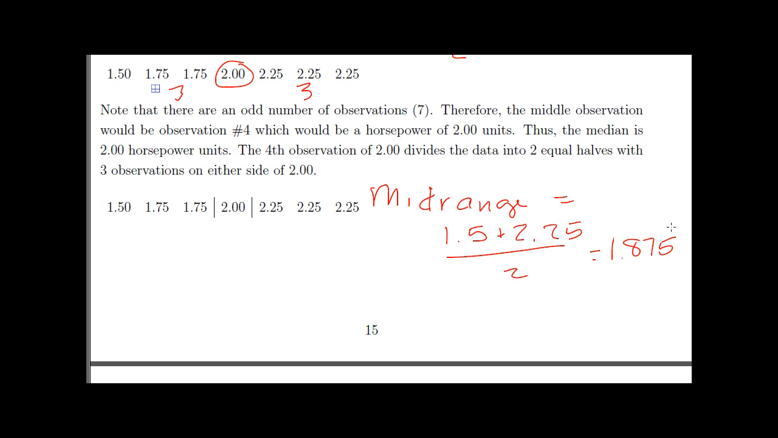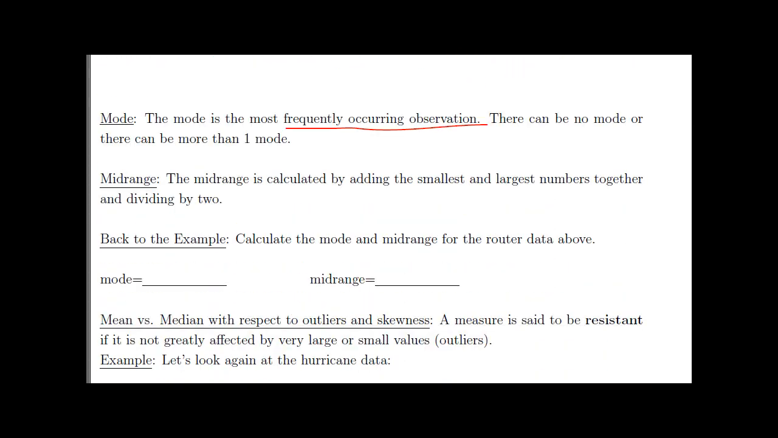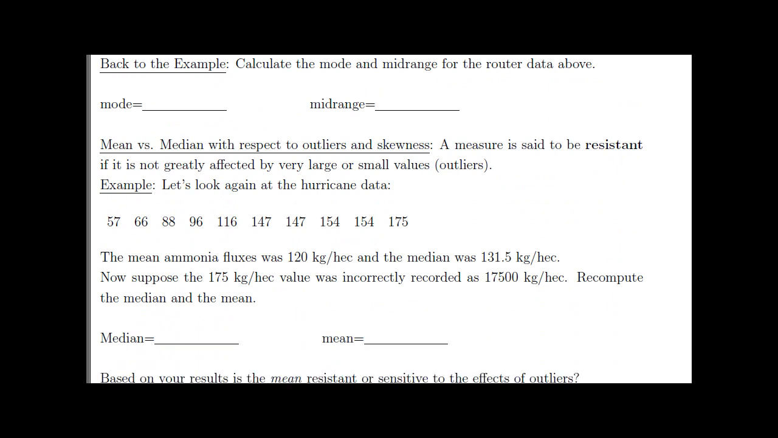Okay, so I'll go ahead and fill in the blank there. So our mode was 2.25, and our mid-range was 1.875. I'm not sure what units are for horsepower, but you would want to put the units on there.